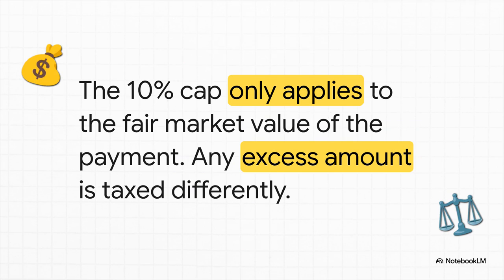Basically, the 10% cap only applies to what two completely unrelated companies would have fairly agreed to pay. So if a parent company decides to overpay its subsidiary for a royalty just to move profits around, the treaty says, nope, not gonna work. Only the fair market value portion of that payment gets the special 10% rate. Anything paid above that amount gets taxed under the normal laws of each country.